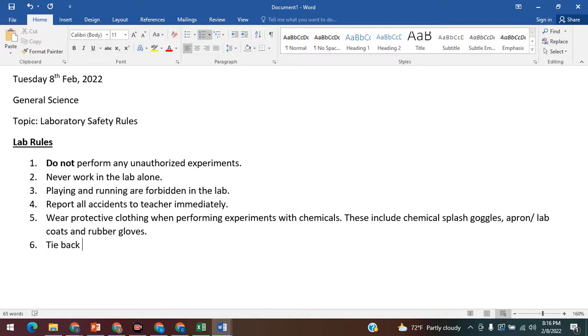So tie back long hair and remove ties when performing experiments. Okay, so I'm going to tie back long hair and remove ties when performing experiments. That's what Kennedy talked about.